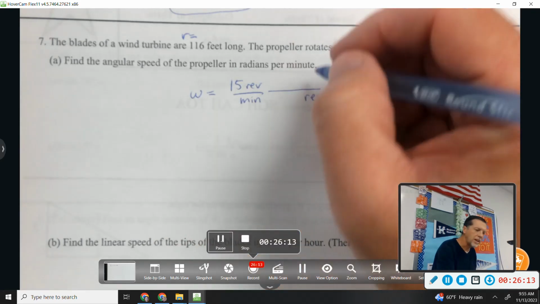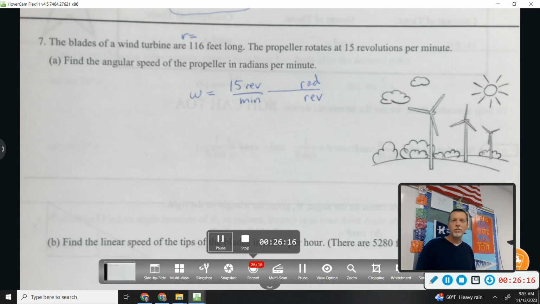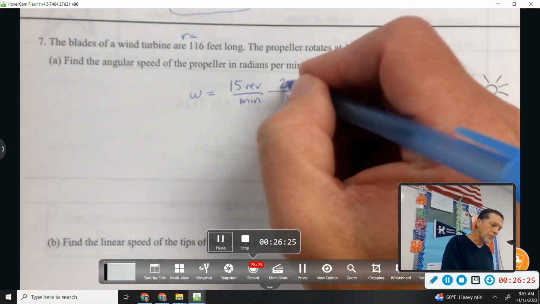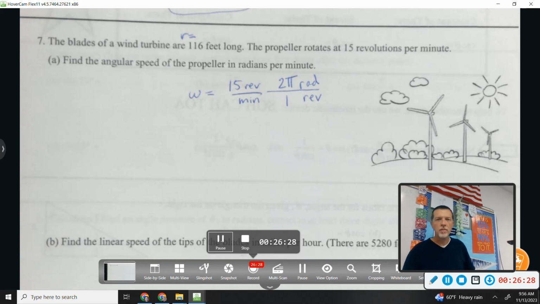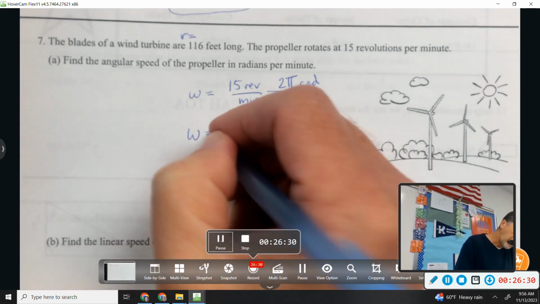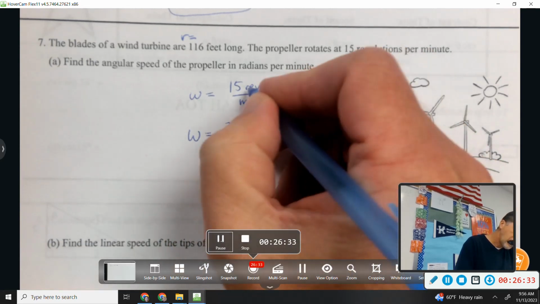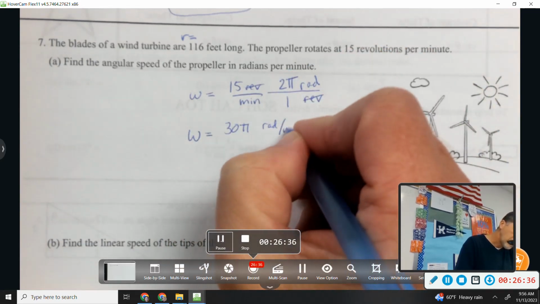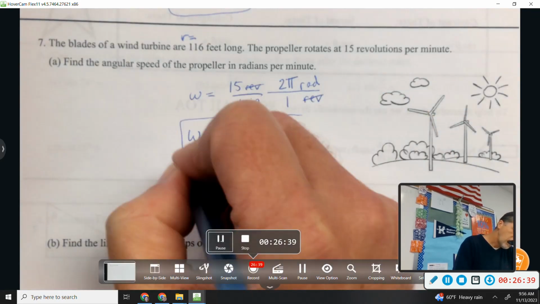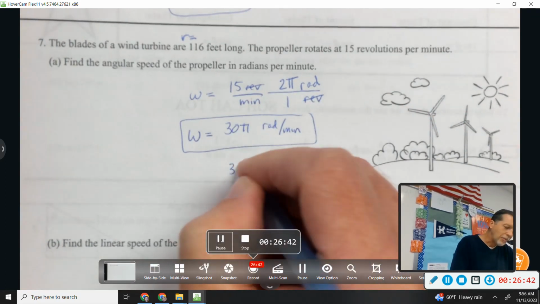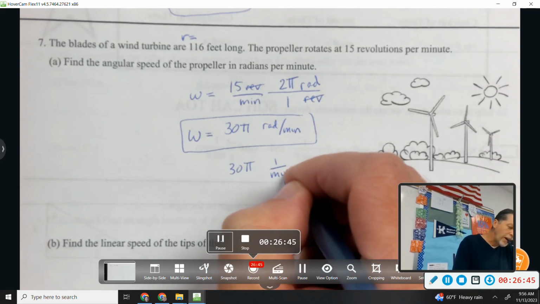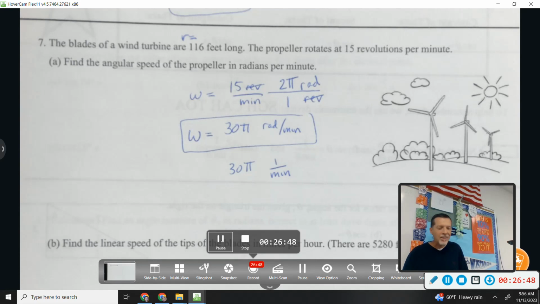Revolution to radians. How many revolutions are in a radian, or vice versa? What does a revolution mean? One full rotation. One time around. So 1 time around is 2 pi radians. So my omega then is 30 pi radians per minute. You can throw out radians anytime you like. I mean, it asked for it, so we should probably put it in there. But since it's a non-unit, you could also say 30 pi 1 over minutes.